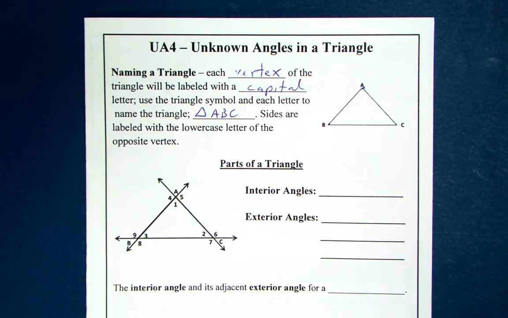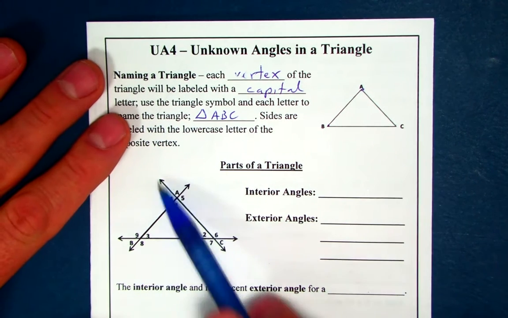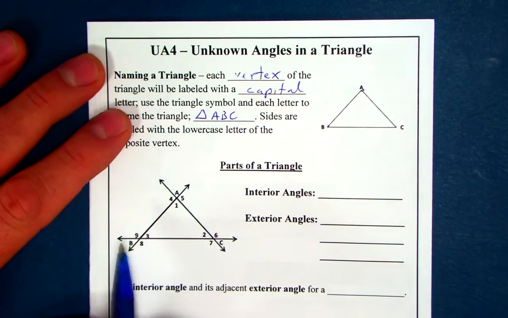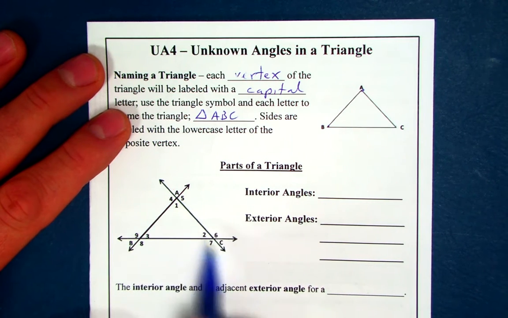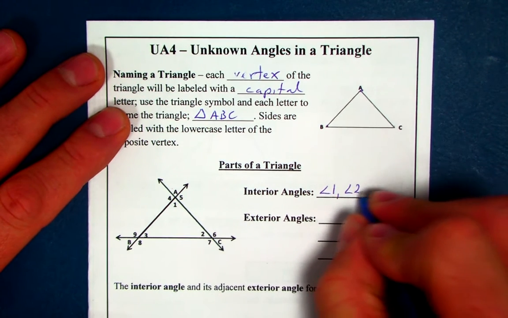All right, and then we've got the parts of a triangle. I've just extended the lines to separate them so you can see all the different parts. But we have what are called the interior angles, the angles that are on the inside of the triangle. That's angle 1, angle 2, and angle 3.